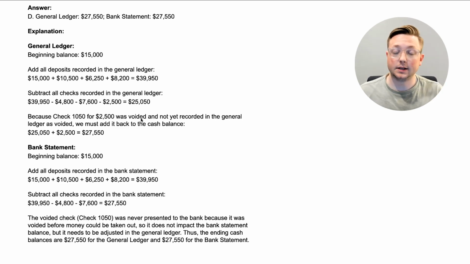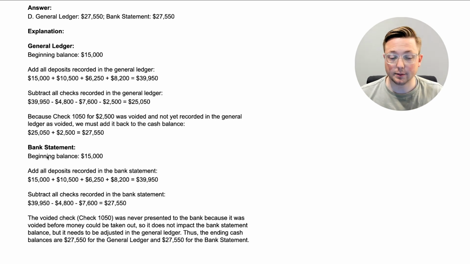So what happened is when they wrote the check, they, in their general ledger, took it out of their cash, and so they subtracted it here. But once they voided the check, nobody's going to be able to use that check, so they need to put the money back into their account so that their cash increases back to where it should be. So we add it back because it was voided, and that gives us $27,550 in the general ledger.